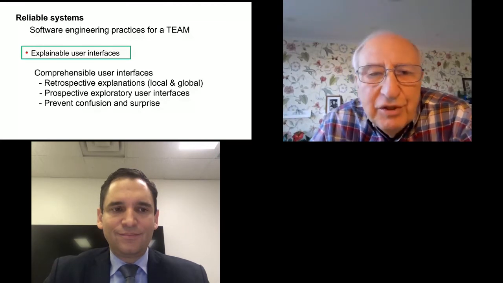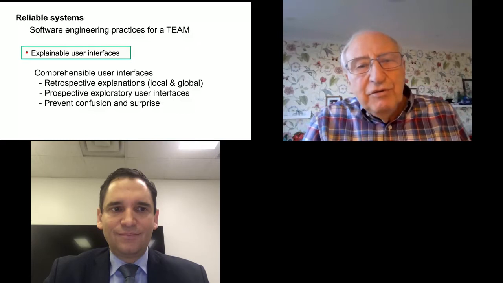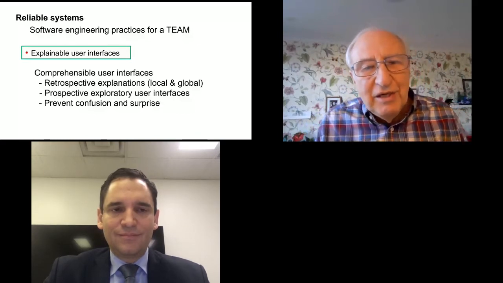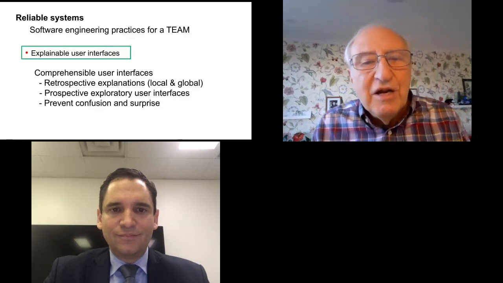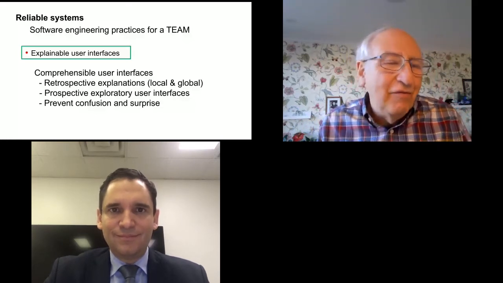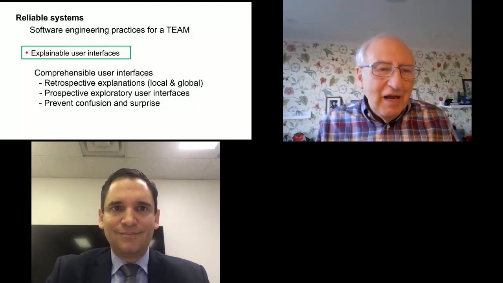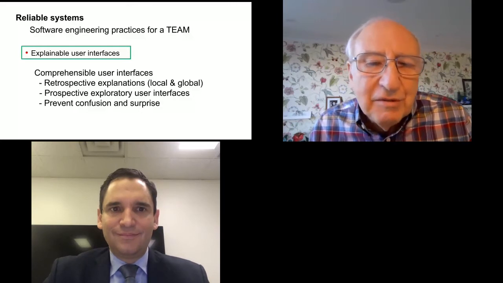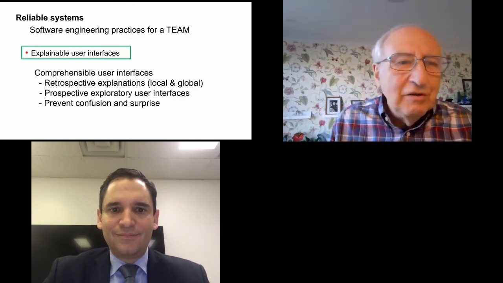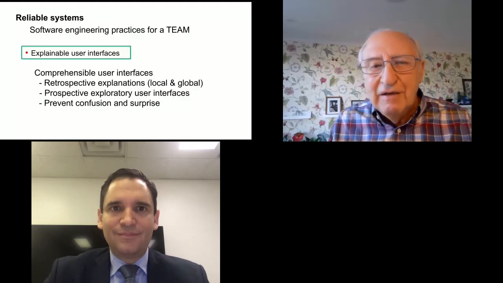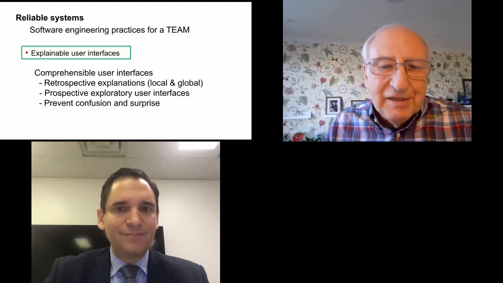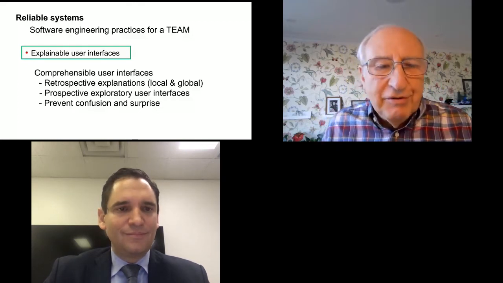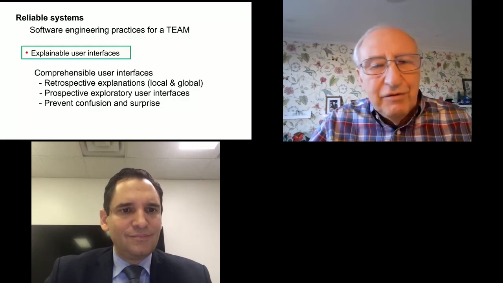The second notion, which is the widely discussed notion of explainable user interfaces or explainable AI, and my suggestion is that we need comprehensible user interfaces to prevent the need for explanations, rather than post hoc explanations, which can be very difficult to do, or retrospective explanations. Could be local or global, but those are difficult to construct, and the success with that is modest, I would say. By contrast, preventing that by prospective exploratory user interfaces, we can prevent confusion and surprise.